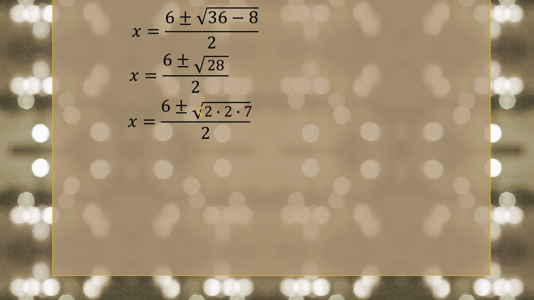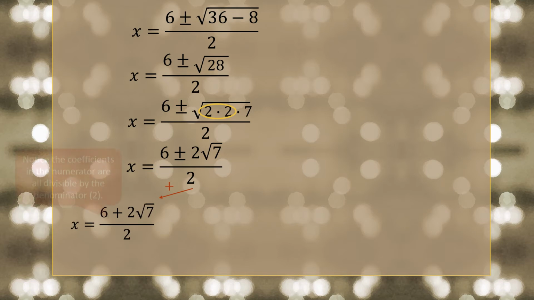Now we do have a set of 2's, so the 2's can come out, and it comes out and is immediately in front of the radical. So we now have x equals 6 plus or minus 2 square root 7 all over 2. From here, since we have that plus or minus sign, we do need to take the time to separate. So looking at the plus version, we have x equals 6 plus 2 square root 7 all over 2.